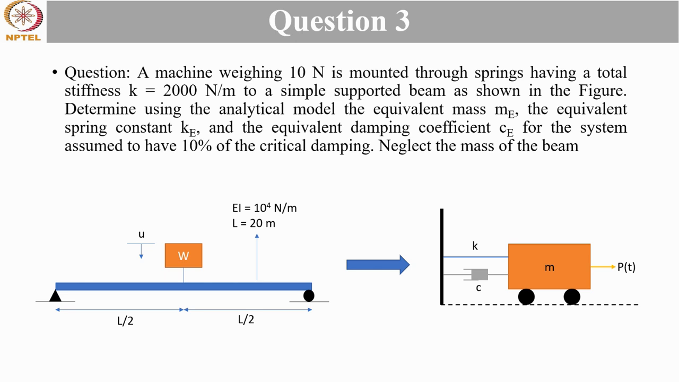So, question 3: a machine weighing 10 Newton is mounted through springs having a total stiffness of K equal to 2000 Newton per meter to a simply supported beam as shown in the figure. Determine, using an analytical model, the equivalent mass, the equivalent spring constant, and the equivalent damping coefficient for the system. Assume 10% of critical damping, neglect the mass of the beam. In the question, it is given that for the beam, EI is equal to 10 to the power 4 Newton per meter, and the length of the beam is 20 meter.